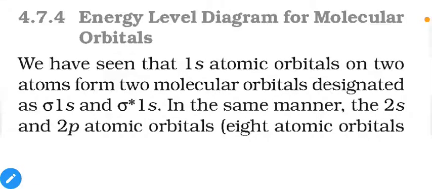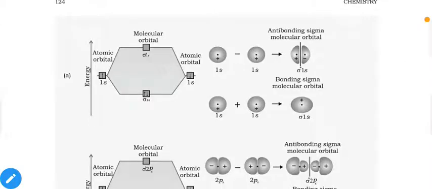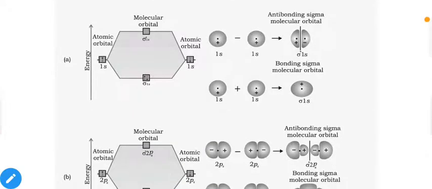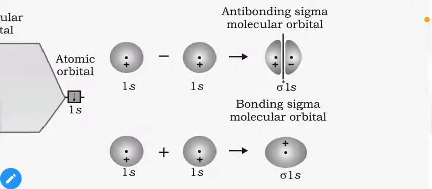Previously we discussed the energy level diagram of molecular orbitals. On the left and right sides we have atomic orbitals, and at the center we have molecular orbitals. The number of atomic and molecular orbitals will be the same. The energy of the antibonding molecular orbital will be higher than the bonding molecular orbital, and the total energy of molecular orbitals and atomic orbitals will be the same. We also discussed how bonding and anti-bonding orbitals form.